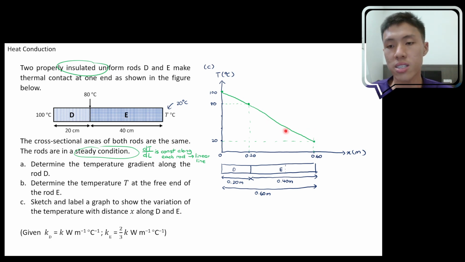So this is a temperature graph to show the variation of temperature with distance along rod D and rod E. Make sure the 3 temperatures are there and the 3 different distances are there, then you are good to go. So that's it for this question.